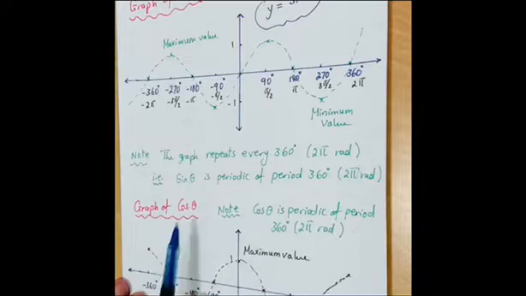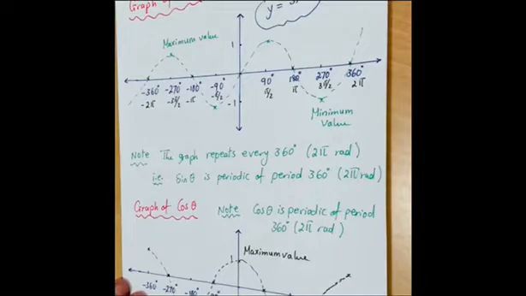Graph of the cosine is the same as the graph of the sine. So we're going to plot the values, angles. For example, cosine of 90 is 0, cosine of 0 is 1, cosine of 180 is negative 1, cosine of 270 is 0, and cosine of 360 is 1. And you do the same thing for the negative.